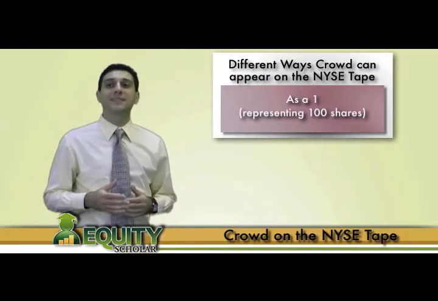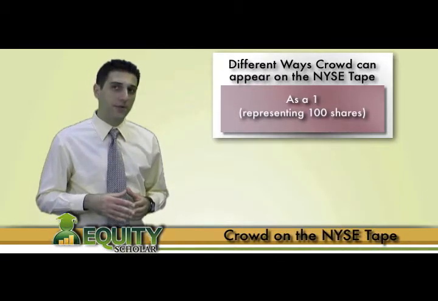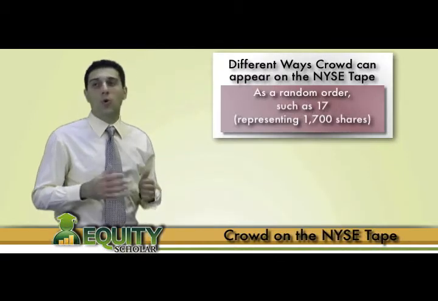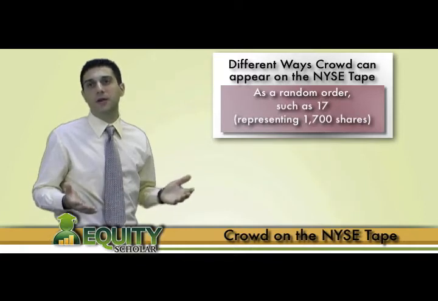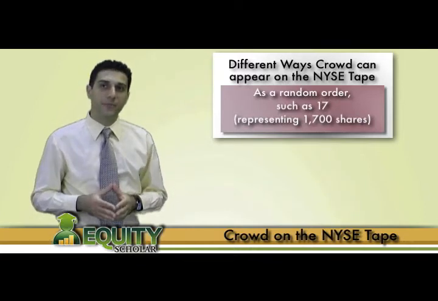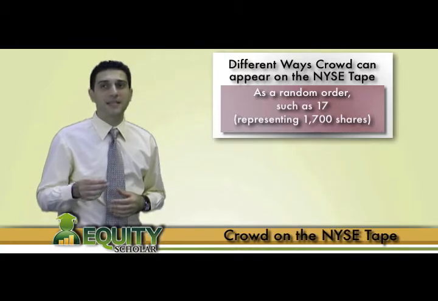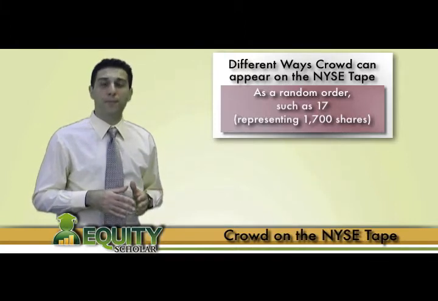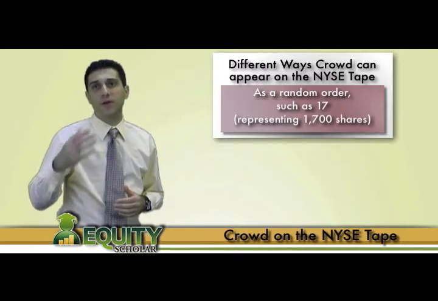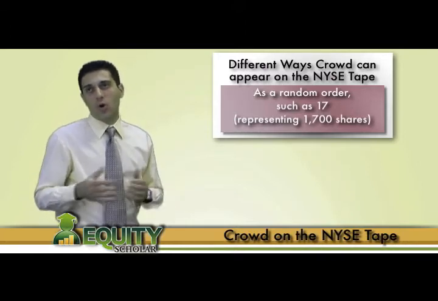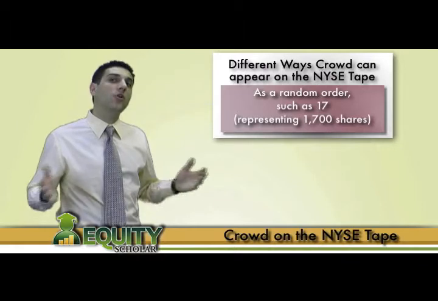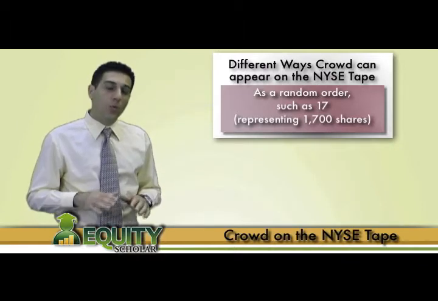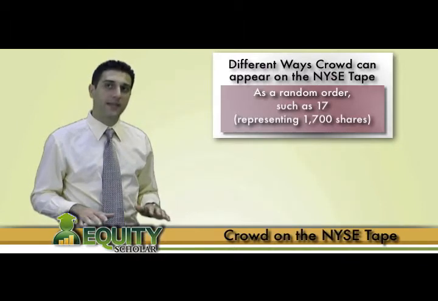Okay, moving on to the second way to identify crowd. A crowd buyer or seller can appear as a random number, such as 17, which stands for 1,700 shares on the tape. You can recognize the crowd present by the continuous stream of prints on the bid or offer tallying well over the number displayed, which all the while remains fixed.